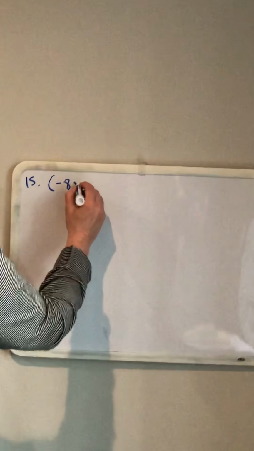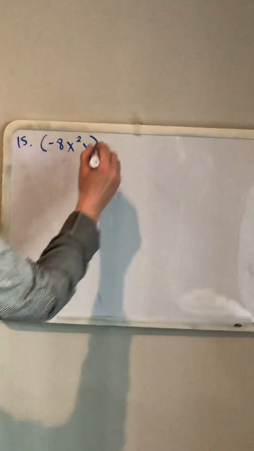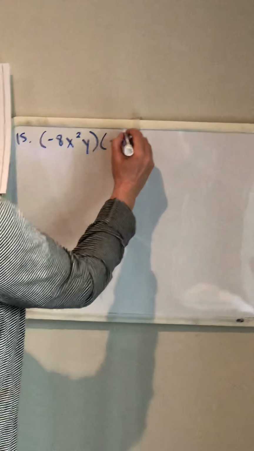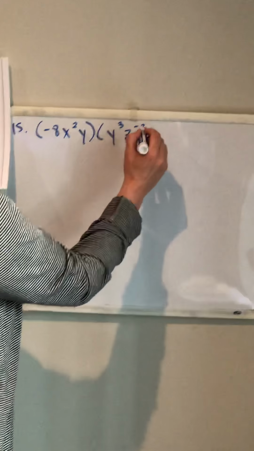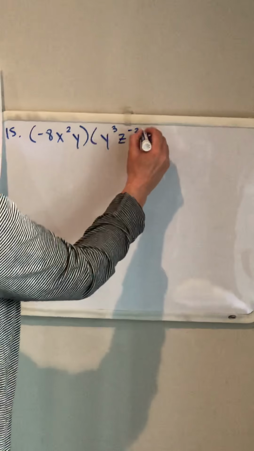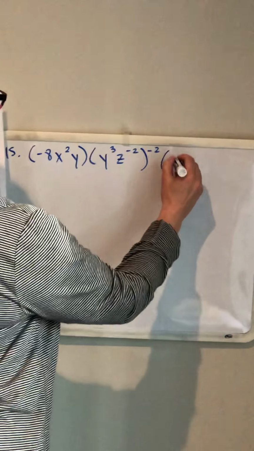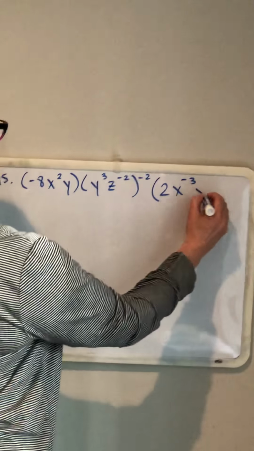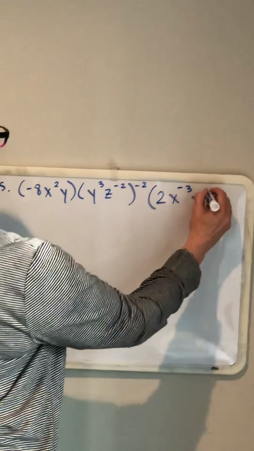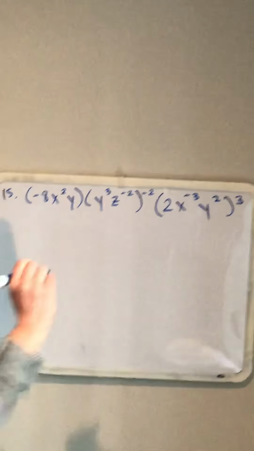Negative 8, x to the second, y, times y to the third, z to the negative second, all to the negative second. And then 2, x to the negative third, y to the second, all to the third.